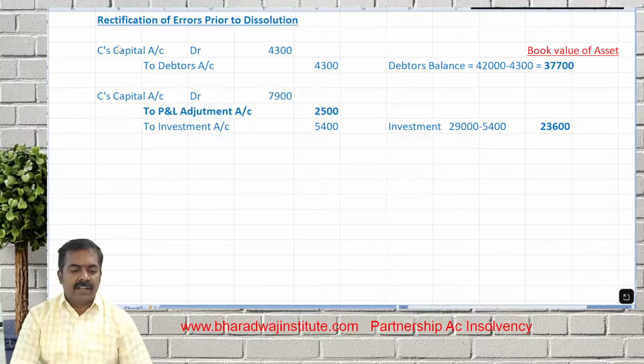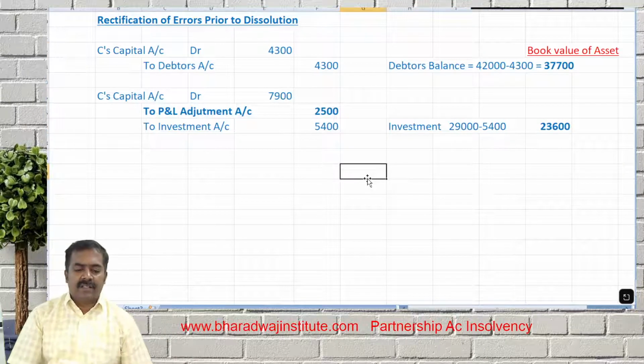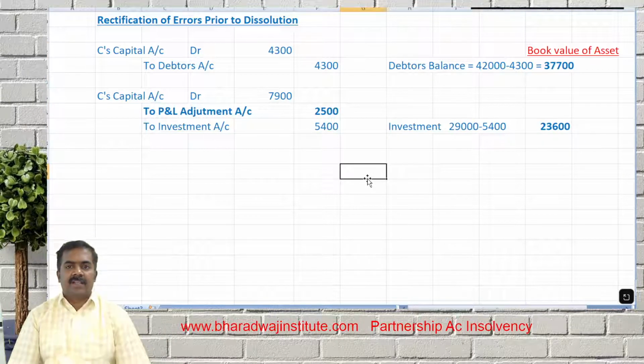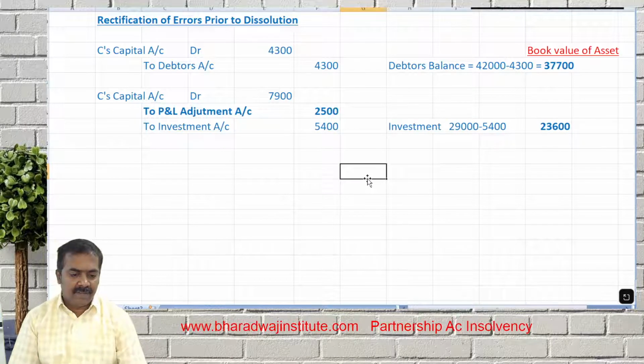See, if this is already recorded, no adjustment is required. If correct entries would have been passed, like these entries were already passed, then there's no adjustment required for them. Since they have not been recorded, we are doing this adjustment.